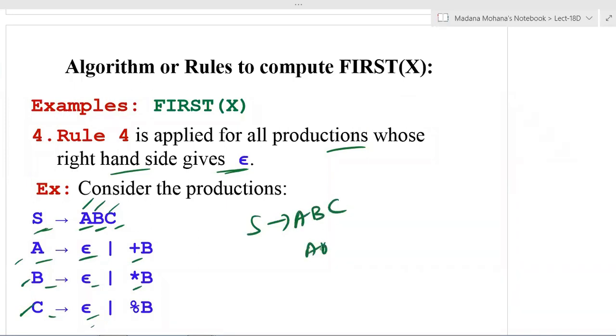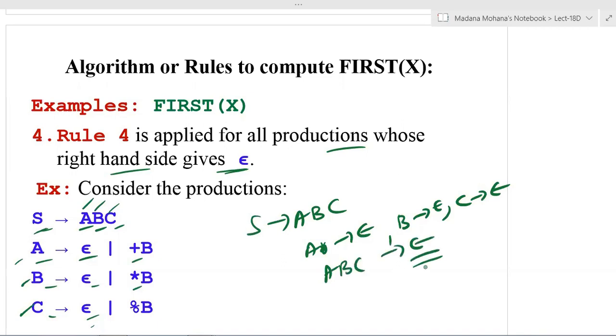Now here A derives null, B derives null, then C derives null. Therefore, ABC derives null. All are deriving null. Therefore, this is added to first of S, equal to null value. In addition to previous values, null is also added. That is rule 4.